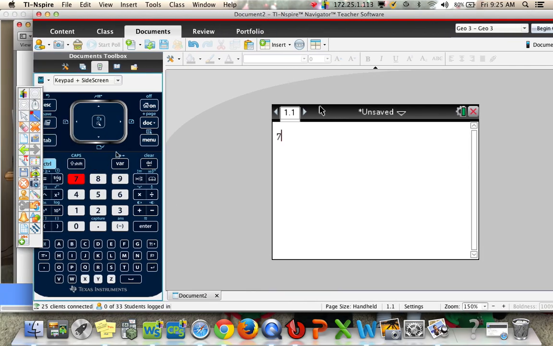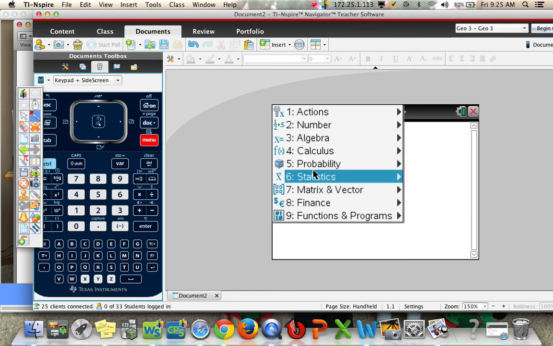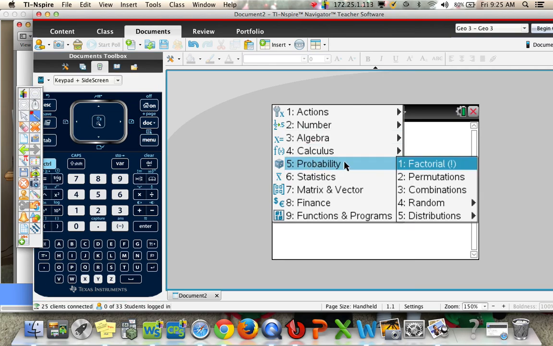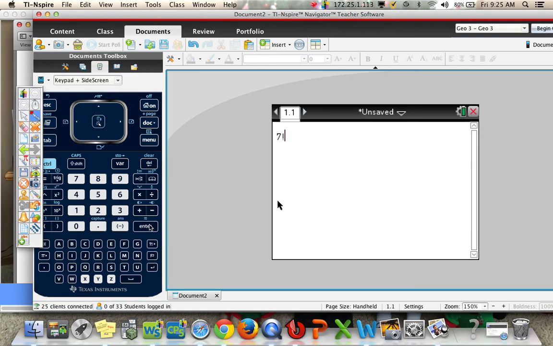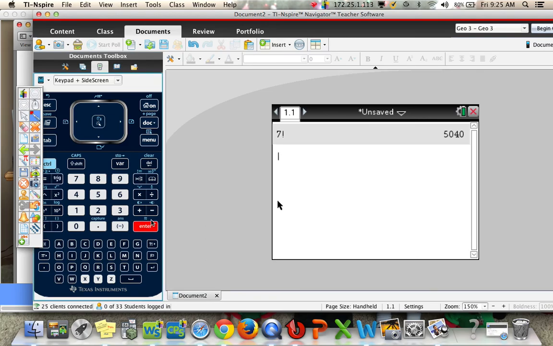I will type in a 7, go to menu. Most things are under the menu. Here's probability, so we're going to use this menu quite often. And here's the factorial. So 7 factorial should be 5,040, and it is.